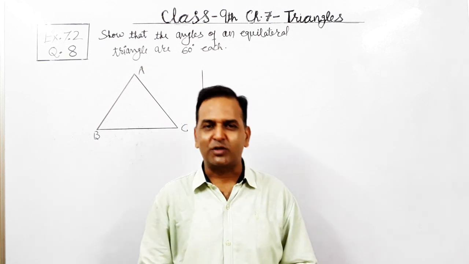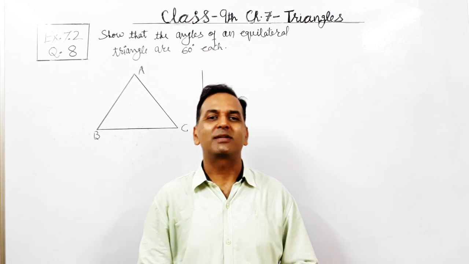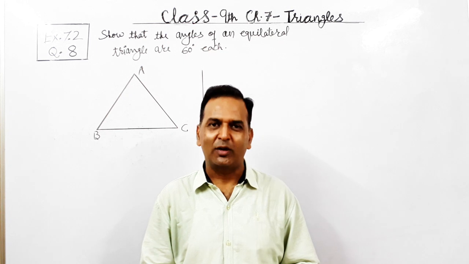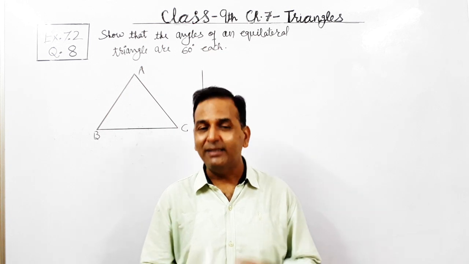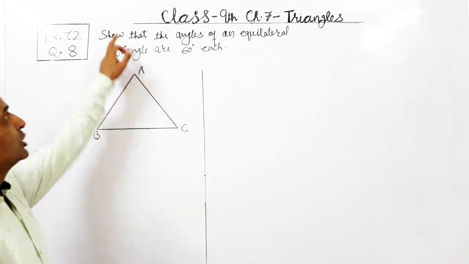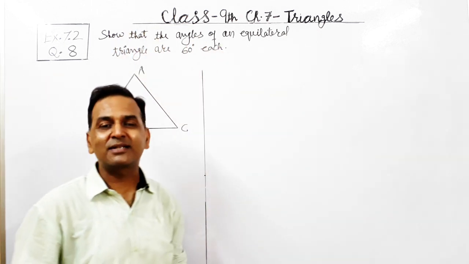And now today's question. What is given in the statement and what is to be proved by us? Let us first understand this and then we will proceed to the solution. Okay? So आइए पहले जानते हैं कि statement का meaning क्या है. Okay? So देखिए क्या है. Show that the angles of an equilateral triangle are 60 degree each.